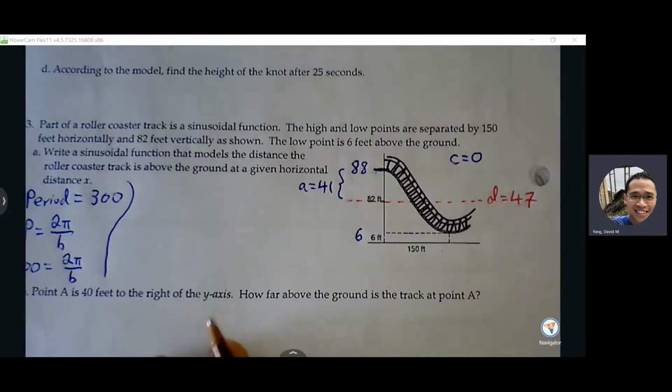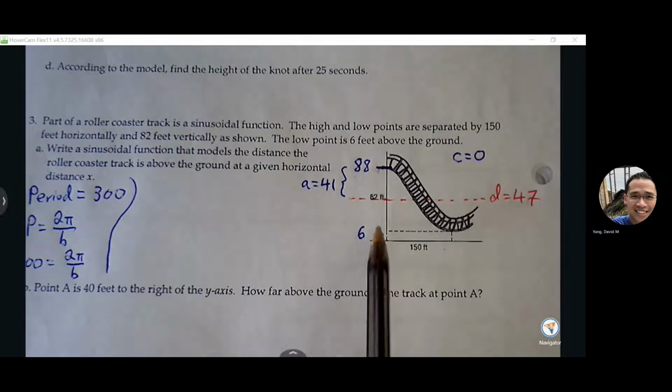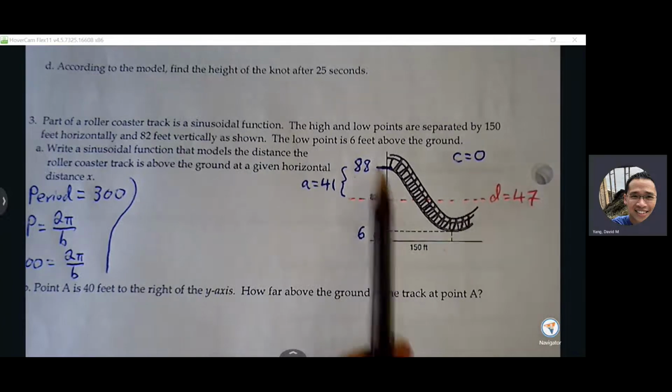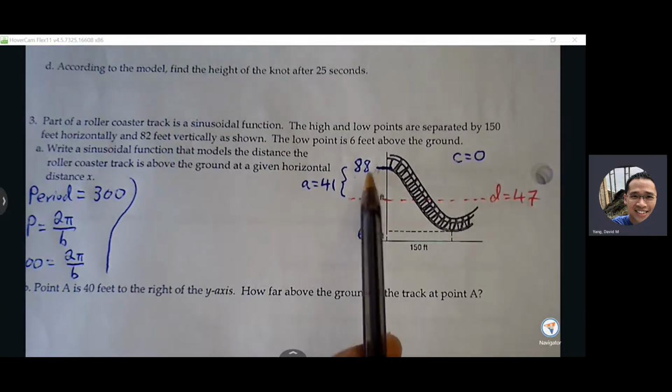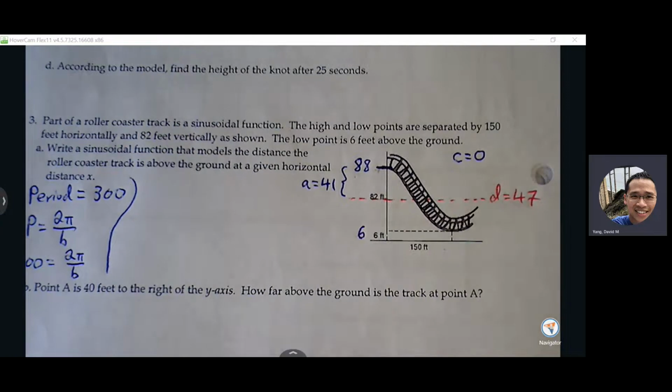How to find a D value? Okay, so the D value we know is between 6 and 88, right? Because the lowest point is 6, plus 82 will reach us to the maximum. So my maximum is 88. So you're good with the 6 and 88.